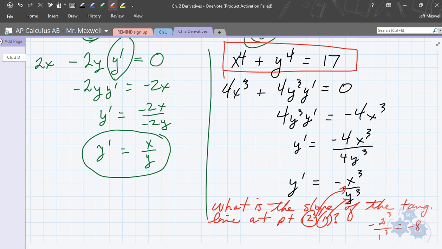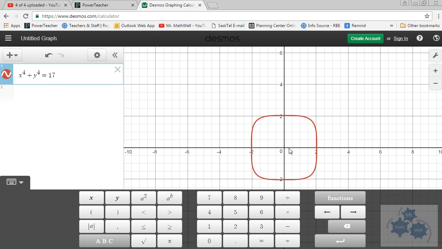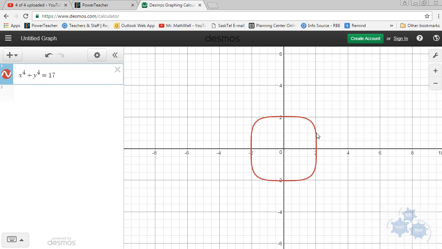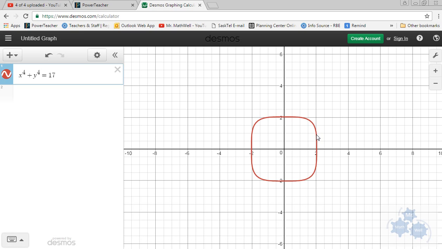So let's go back to our graph. Look at this. 2 and 1 is right here. Right there. So does it make sense that we have a negative slope for a tangent and one that's actually pretty steep? Yeah, it does. 2, 1. Okay? Now pretty easily we could figure out what the equation is for that.